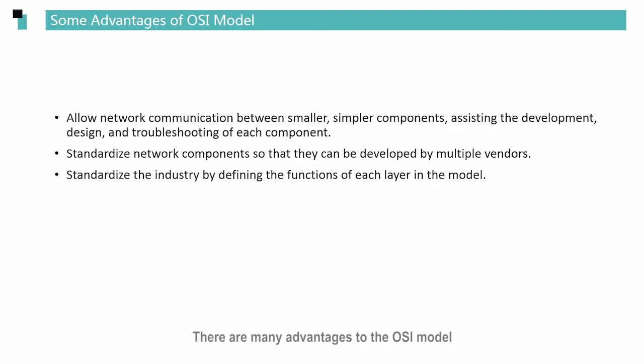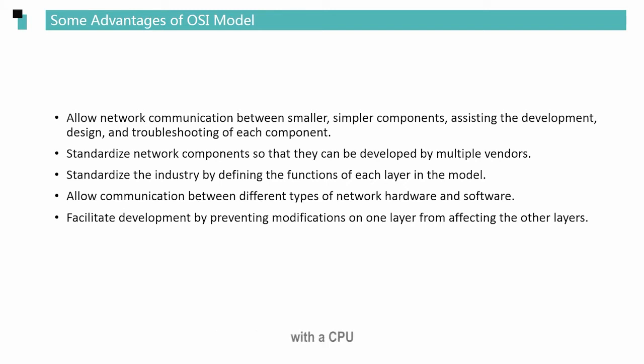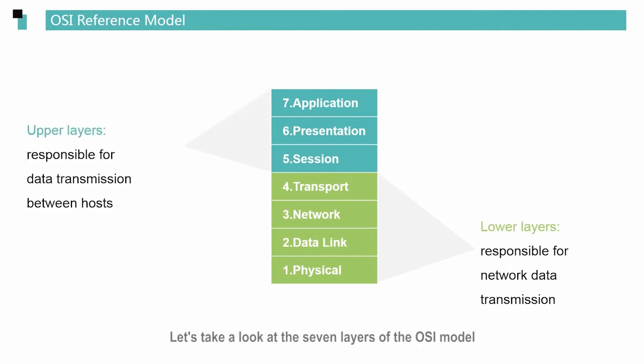There are many advantages to the OSI model. It breaks up the complex process of communication over networks into simpler, more easily understandable processes. We can compare this to the different components of a desktop computer, with the CPU, memory, line card, and so on. The CPU and memory may be made by different companies, but they must still be compatible with each other. Companies can specialize in specific types of components, playing to their technological strengths, while still adhering to product standards which allow interoperability. This allows components to integrate seamlessly. The OSI model is similar in that it allows devices from different vendors to interconnect with each other based on shared standards and protocols. Let's take a look at the 7 layers of the OSI model.